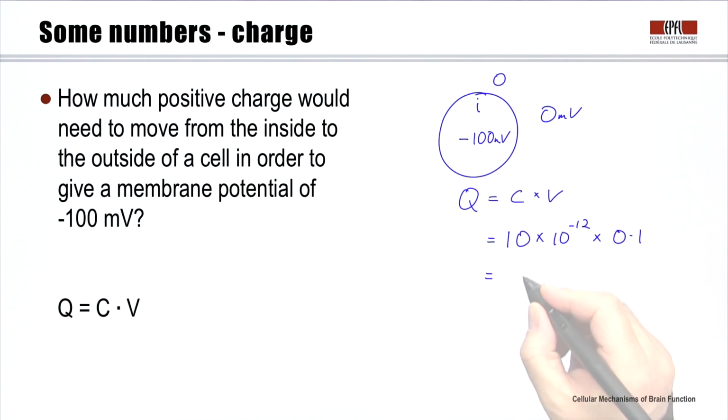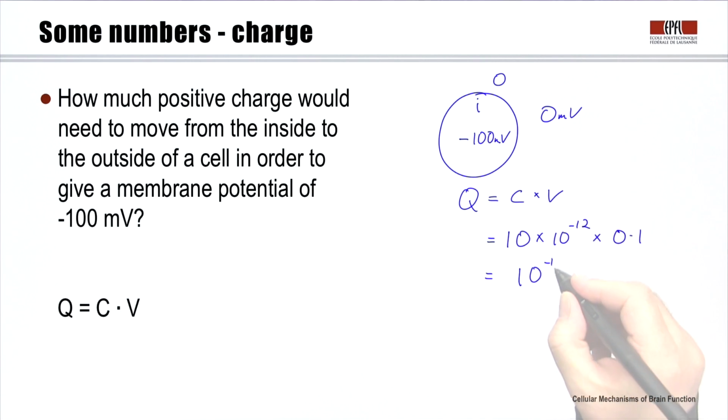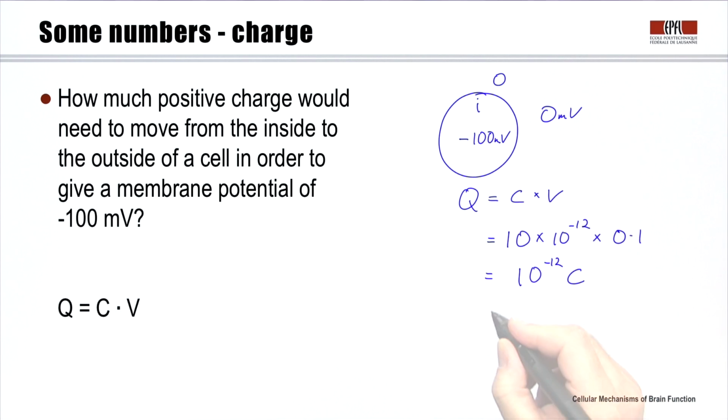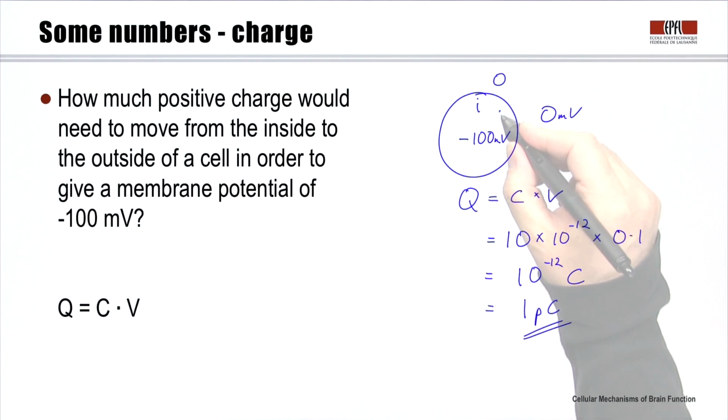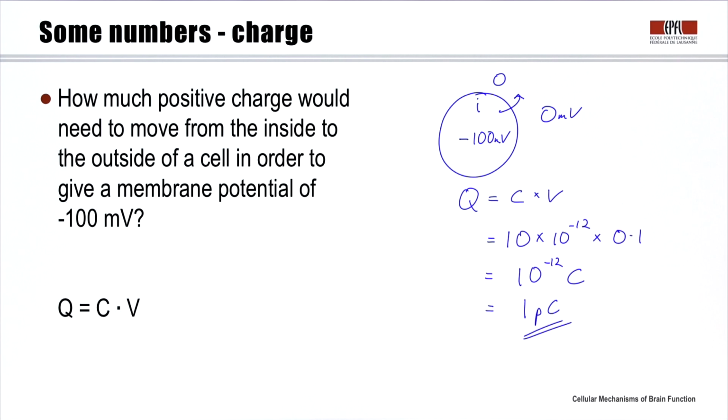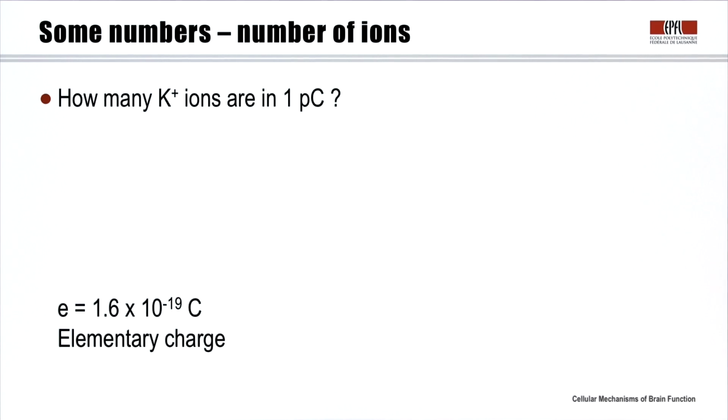This gives us a charge of 10 to the minus 12 coulomb, and that is 1 picocoulomb. So 1 picocoulomb of charge needs to move from the inside to the outside in order to generate a membrane potential of minus 100 millivolts. How many ions does that correspond to?